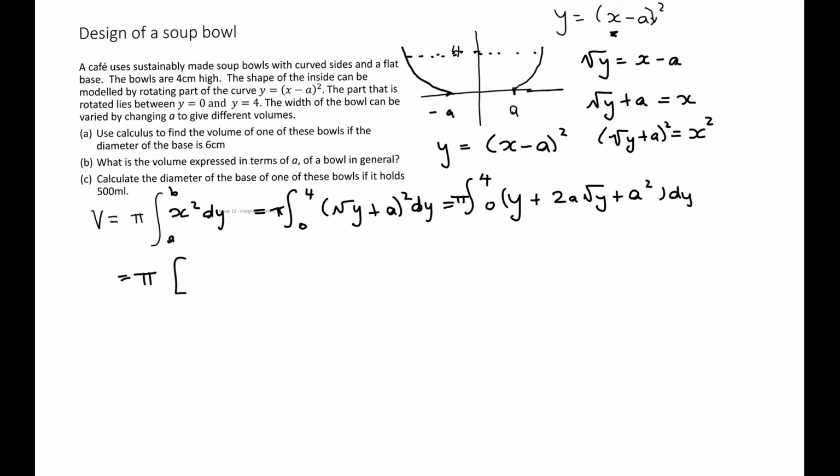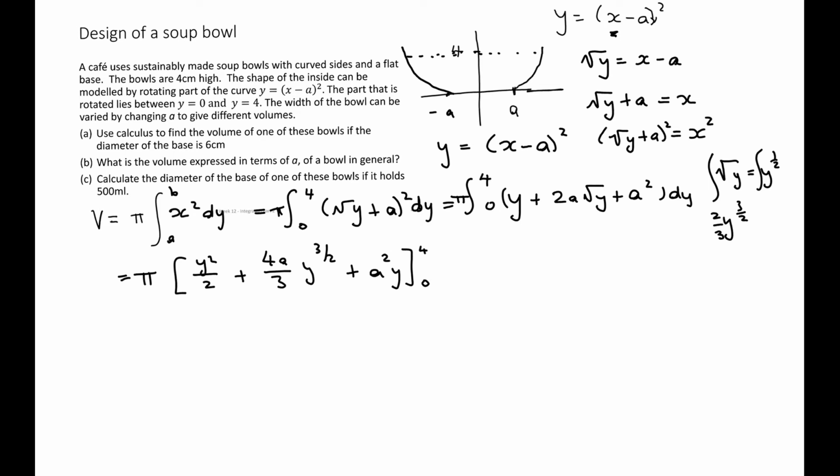We'll leave the pi out the front, so it would be y squared over 2 plus, now root y, if you remember, is y to the half, and if we integrate that, it would be y to the 3 over 2 over 3 over 2, which means it's the same as 2 over 3, but we need it to be multiplied by 2. So it would be 4a over 3 y to the power of 3 over 2 plus the integral of a squared, which would be a squared y. And we've got to do all of that between 4 and 0.